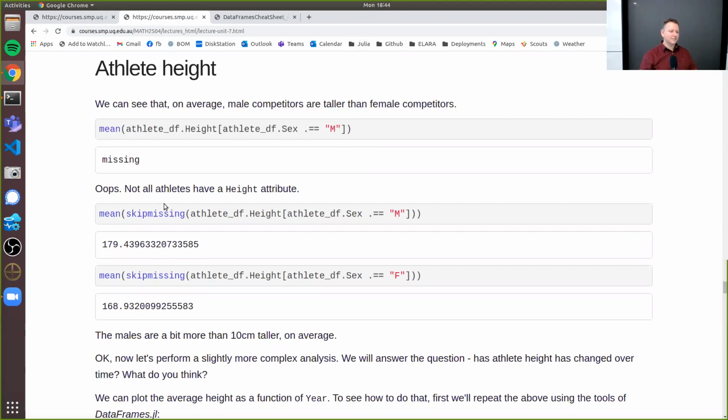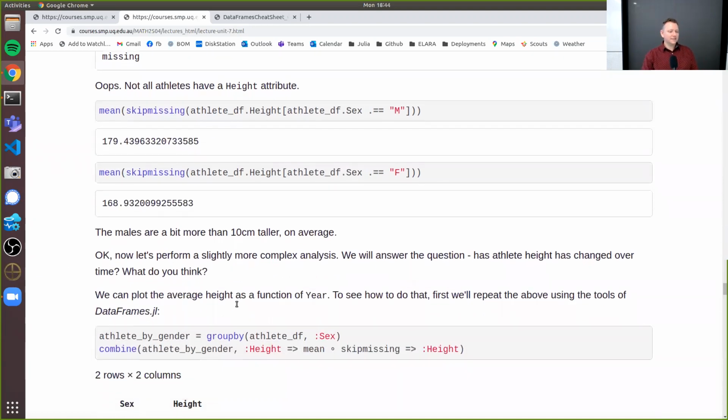So what you need to do is use this skip missing function as your friend. It takes a vector, and it makes a vector without the missing stuff. Okay, and then you can do mean on that. Okay, so the mean height of the males that we know the height of is 179 centimeters, and for the females, it was 168 centimeters. Okay, so the males are taller.